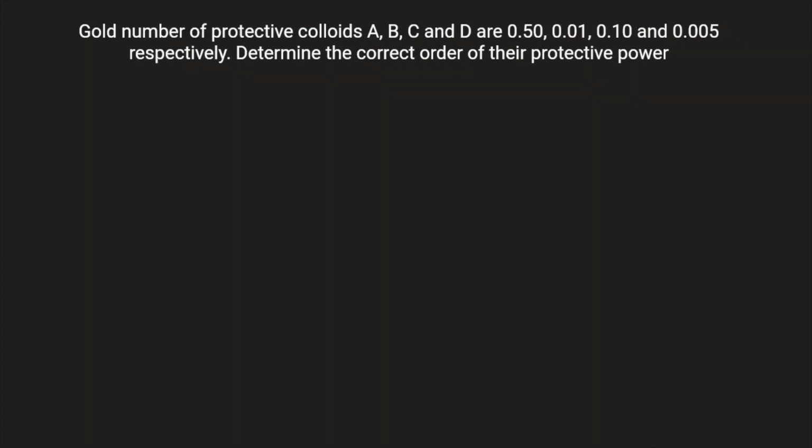Alright, so let's move on to question number 2. The gold numbers of protection colloids A, B, C, and D are 0.5, 0.01, 0.1, and 0.005 respectively. Determine the correct order of their protective power. To answer this question, you need to understand the concept of protective power with regards to the gold number. Basically, in theory, we can say that the smaller your gold number, the higher the protective action.